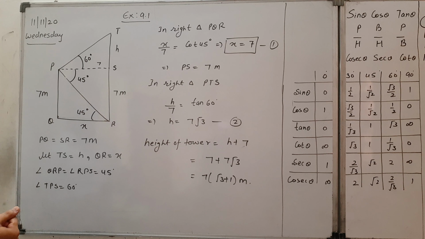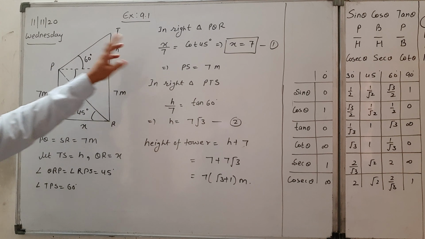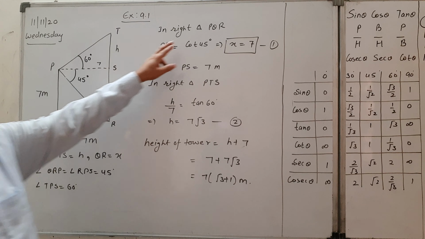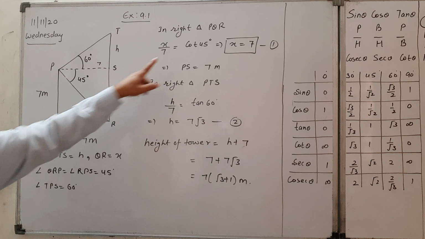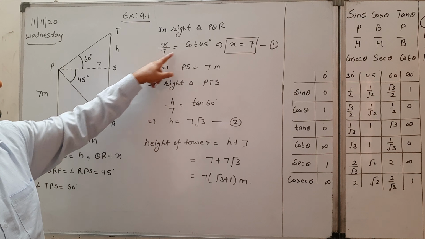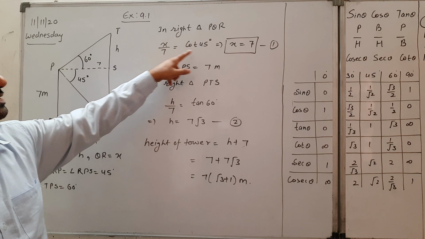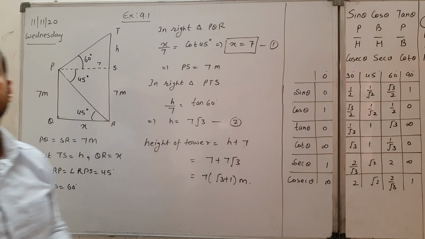That is the required height. So I have taken two right triangles in this question also. First triangle is PQR. I want to find the value of x first. So x upon 7, base upon perpendicular is equal to cot of 45 degrees. Cot 45 is 1. 7 gets cross multiplied with 1, x is equal to 7. This is our equation number 1.